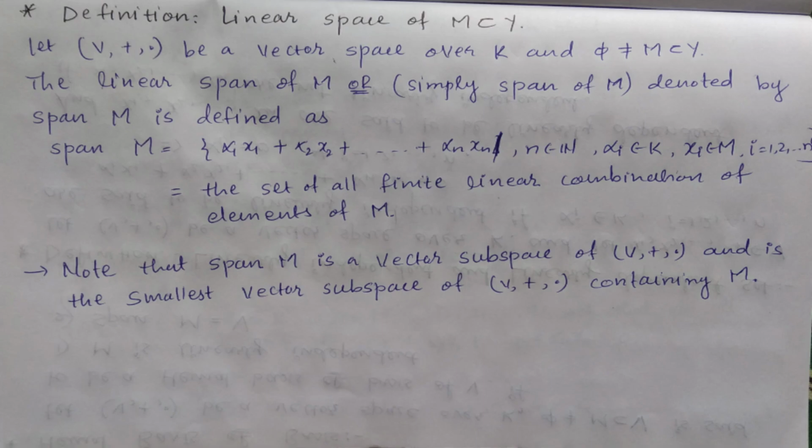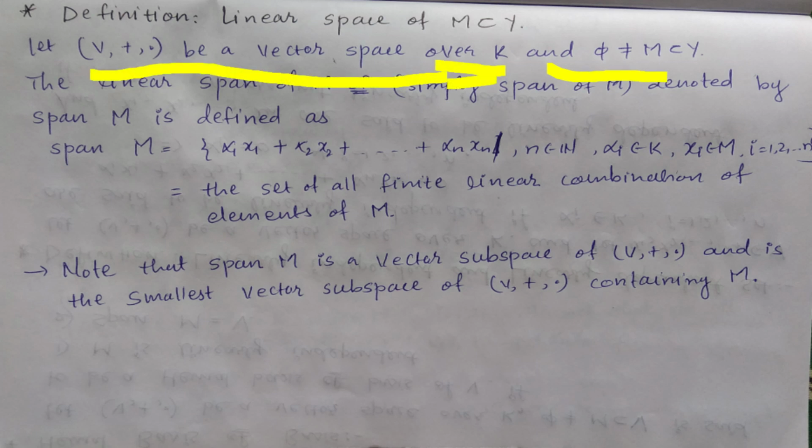Next is the linear span of M, where M is a subset of V. For that, I'm taking a vector space (V, +, ·) over this field, and M is non-empty, different from the empty set, and M is a subset of V.